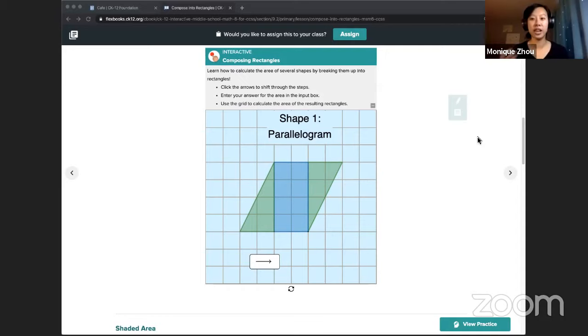So why don't you answer for me in the cafe under question number 3? How would you turn this parallelogram into a rectangle?